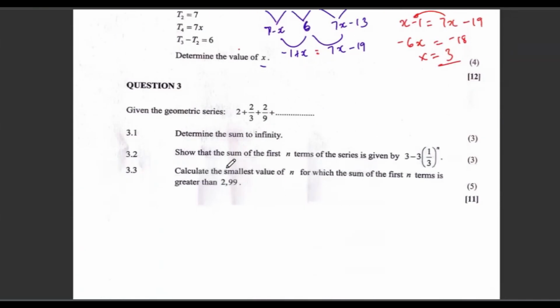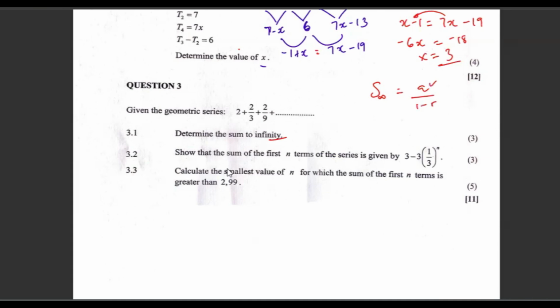All right, question number 3. Given the geometric series, we have 2 over 3, 2 over 9, and all of that. So which means there is a constant number, which is a 2. Calculate the sum to infinity. So we know that the sum to infinity formula is given as a over 1 minus r.